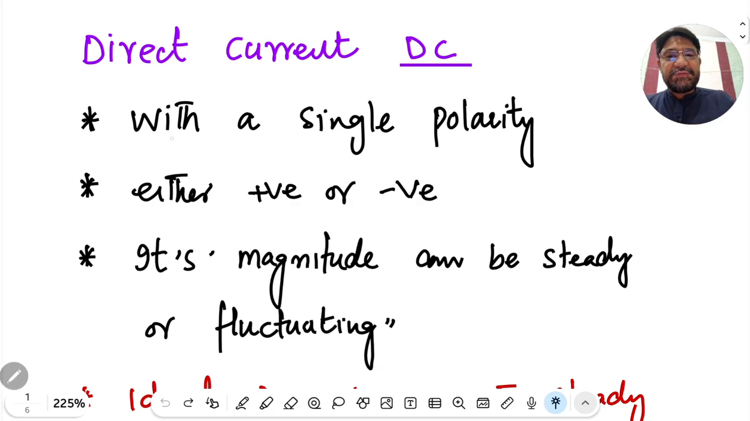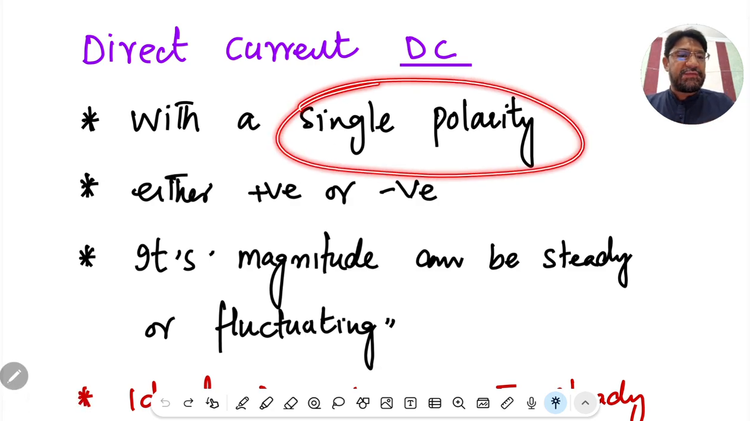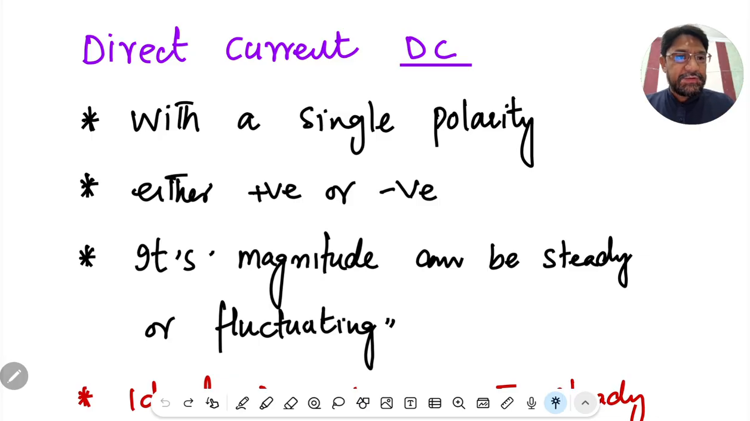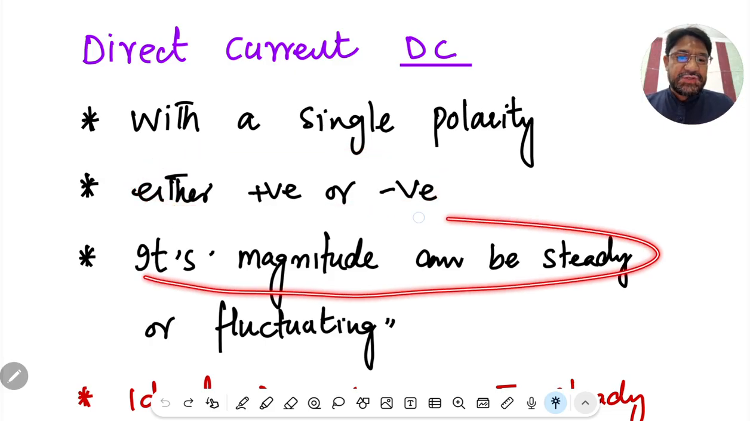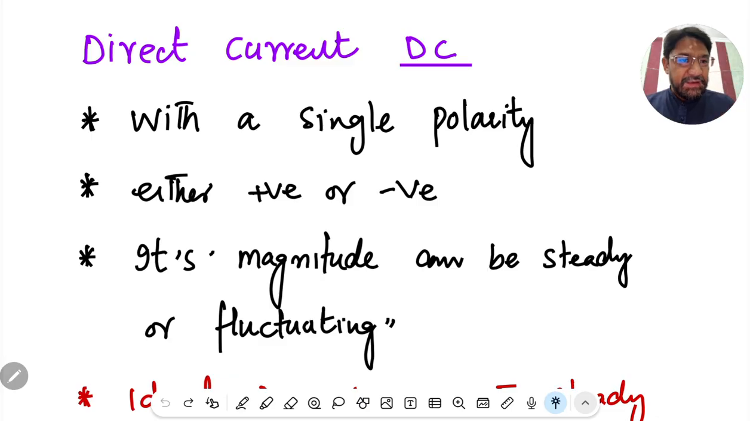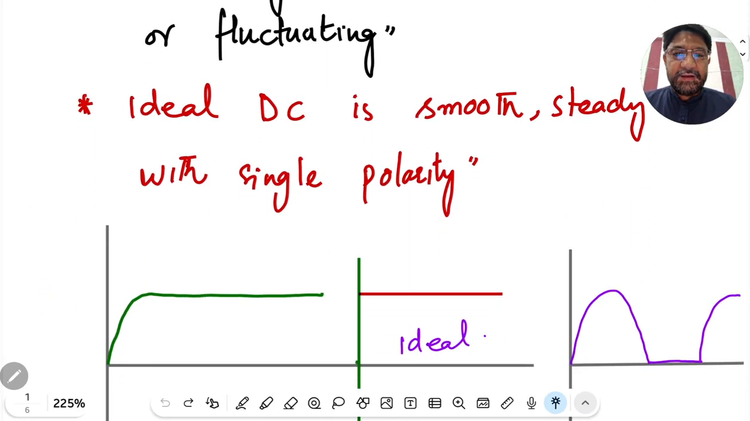Direct current is that current which has a single polarity. This is the most important point for any direct current. It can be positive or negative, but it will have a single polarity, and its magnitude can be variable, or it can have steady magnitude. It does not matter, but polarity must be single.